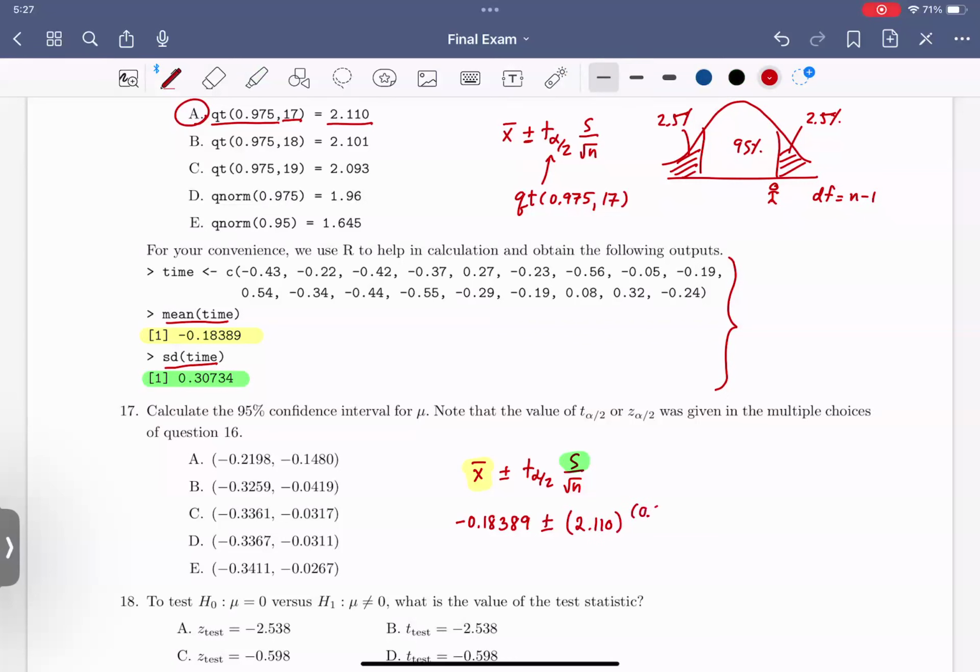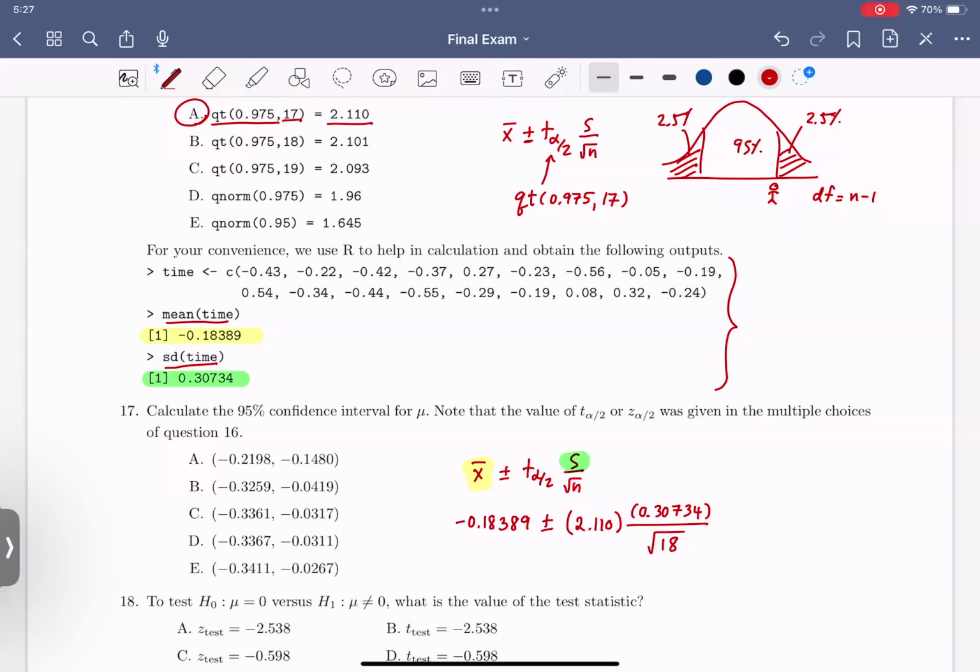And then you have 0.30734. And then you also have square root n, and here it's going to be 18. Remember that we have 18 watches. So I'm going to take time to put it in the calculator. Minus 0.18389, and then plus minus 2.110 times 0.30734 over square root 18.